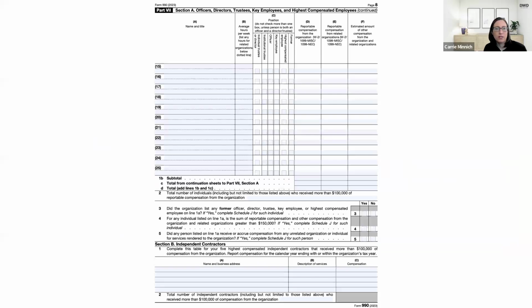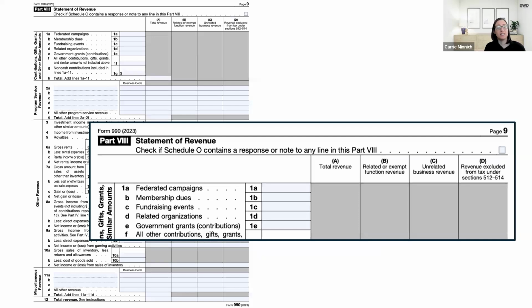Next, again, this is just the board. Next is we get to the actual financial. So all of the stuff we talked about so far is really not financial. It's reporting about your organization, your governance, your policies, your programs. Finally, on page 9, we get to some financial information.